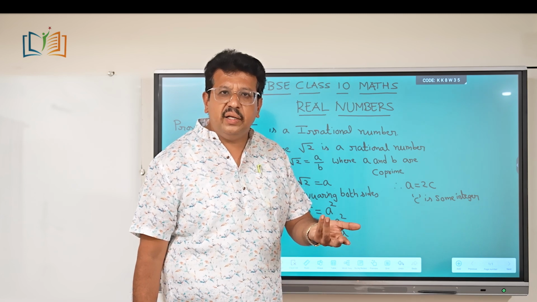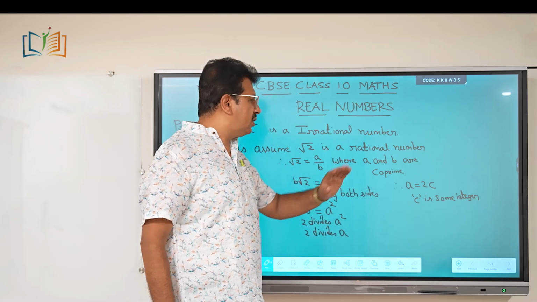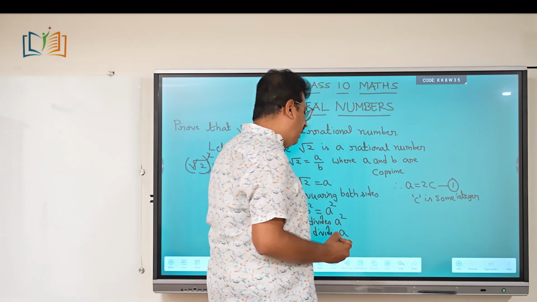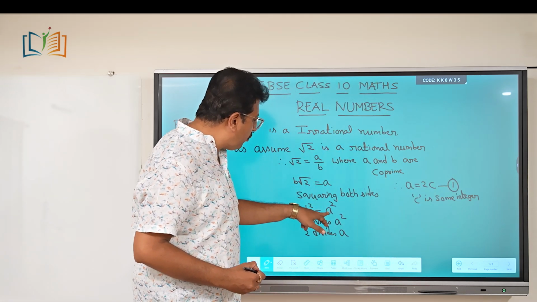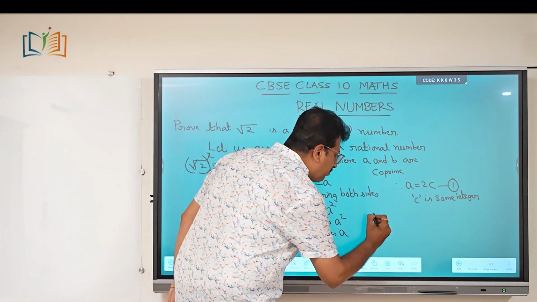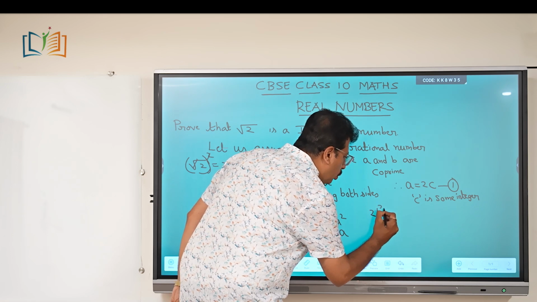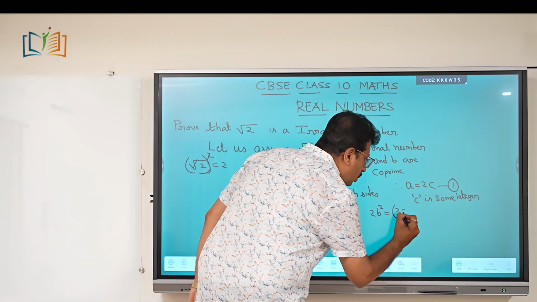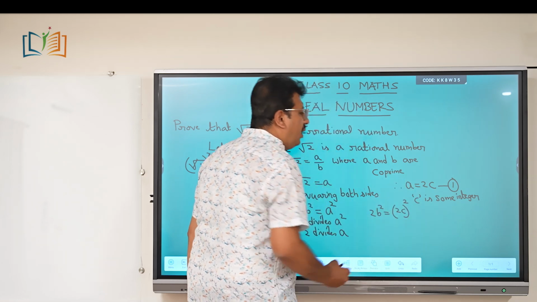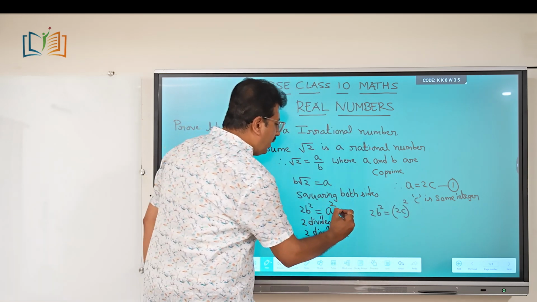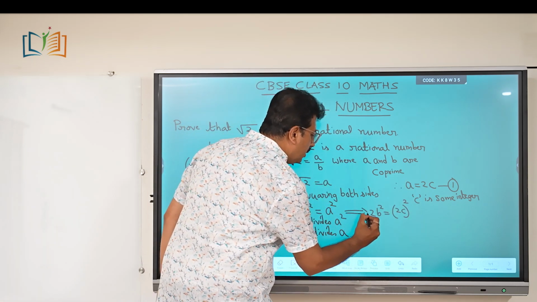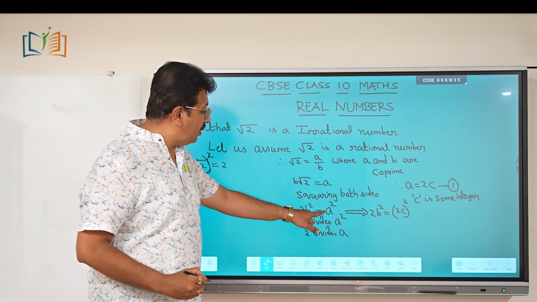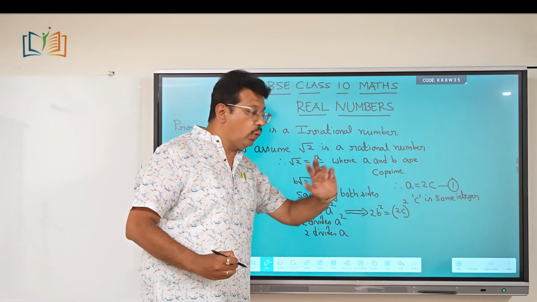C can be any integer. So substituting equation 1, a equal to 2c in the place of a square, what we'll write here? We'll write 2b square equal to, in the place of a, 2c whole square. So what I have applied here, this implies, what is implies? In the place of a square I have written 2c whole square.